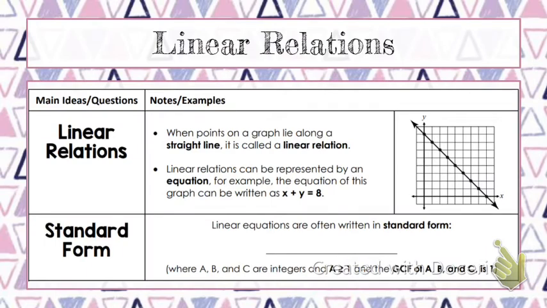So linear relations, we've been talking about relations versus functions. Linear relations are points on a graph that make a straight line. Linear relations can be represented by an equation. For example, the equation of this graph can be written as x plus y equals 8. So this equation matches this graph.